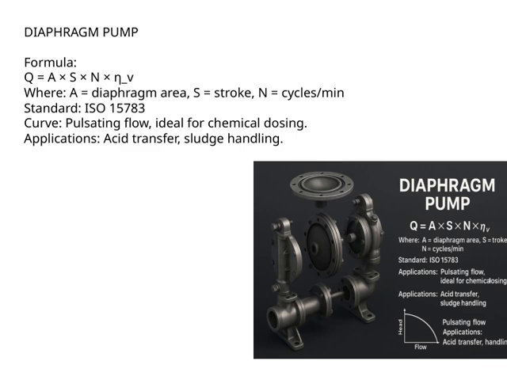If we look at the flow curve, you'll notice it produces a pulsating flow pattern. This characteristic makes it ideal for chemical dosing applications where precise, steady delivery is crucial. Speaking of applications, diaphragm pumps are commonly used for acid transfer and sludge handling. These tasks require reliable, controlled flow, and the pulsating nature of this pump makes it particularly effective.